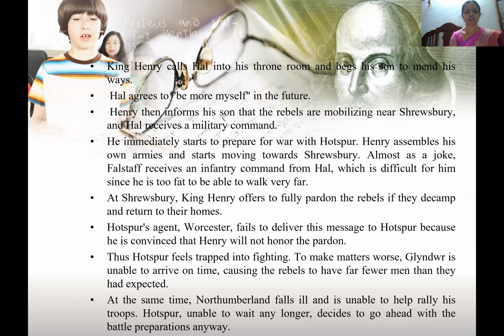Hotspur's agent Worcester fails to deliver this message to Hotspur because he is convinced that Henry will not honor the pardon. Thus, Hotspur feels trapped into fighting. To make matters worse, Glyndwr is unable to arrive on time, causing the rebels to have far fewer men than they had expected. At the same time, Northumberland falls ill and is unable to help rally his troops, and Hotspur, unable to wait any longer, decides to go ahead with the battle preparations anyway.